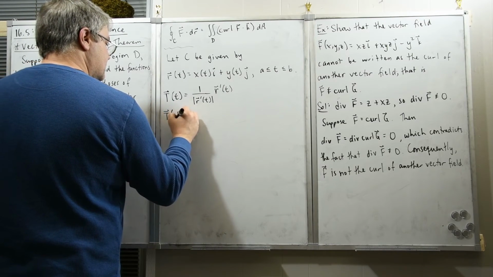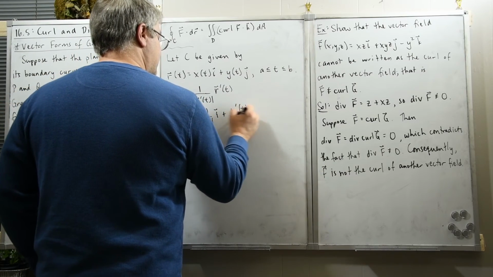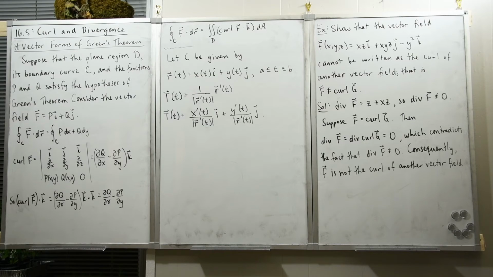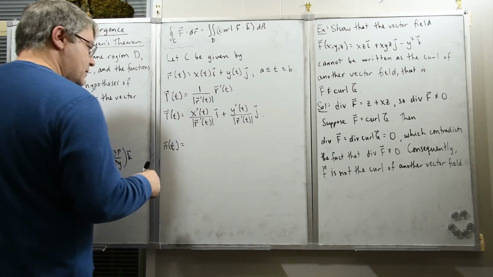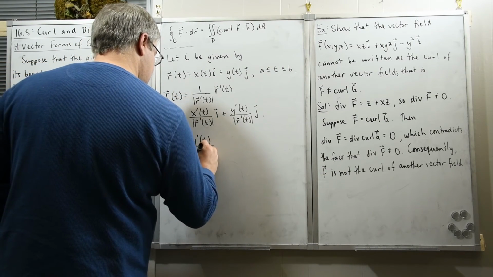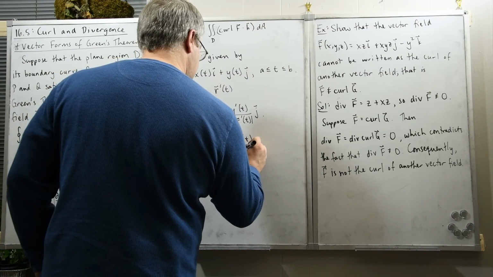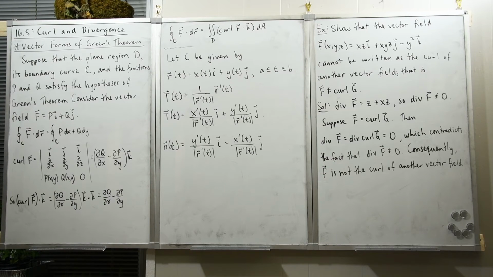So another way that you could write big T is as follows: x prime of t over the magnitude of r prime times i, plus y prime of t over the magnitude of r prime times j. Now, you could take a look at what's called the outward unit normal vector to C and call that n of t. But you can actually show that this will be the same as y prime of t over the magnitude of r prime times i minus x prime of t over the magnitude of r prime times j.